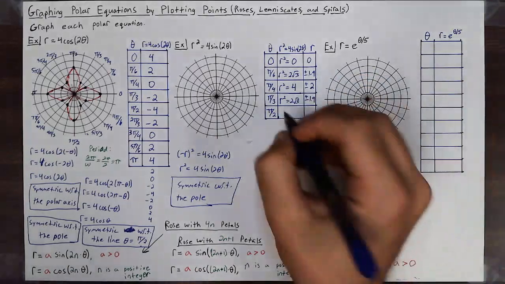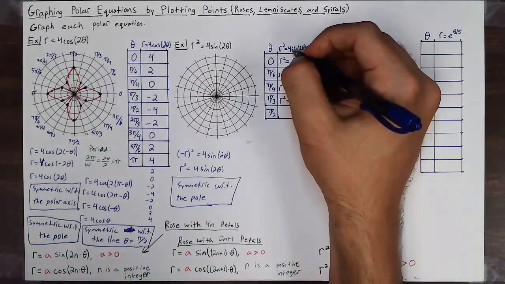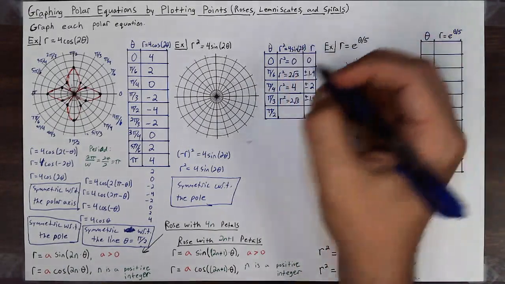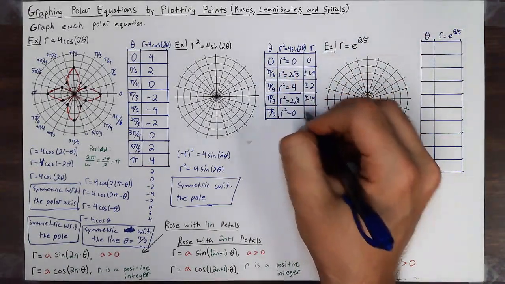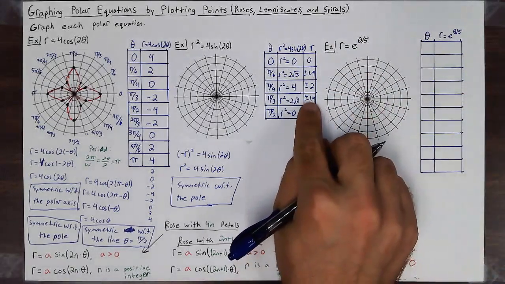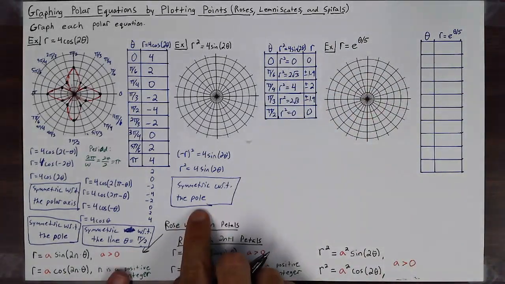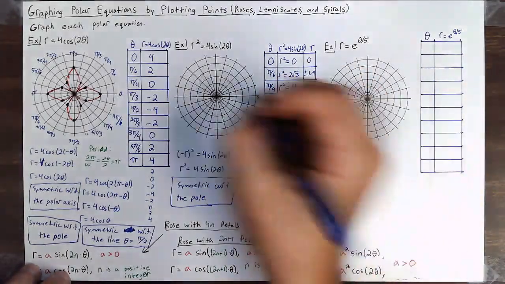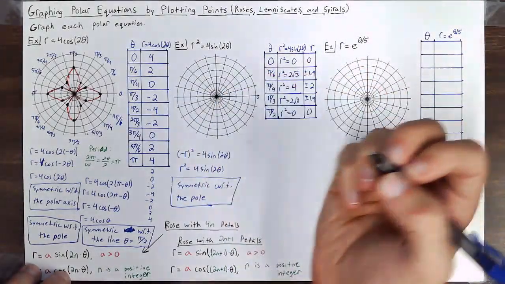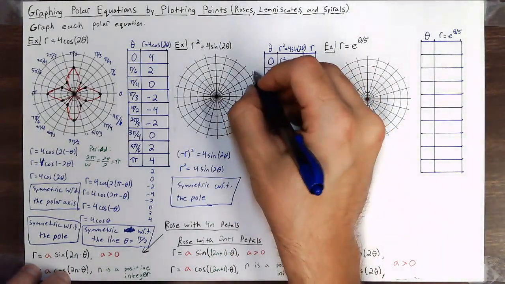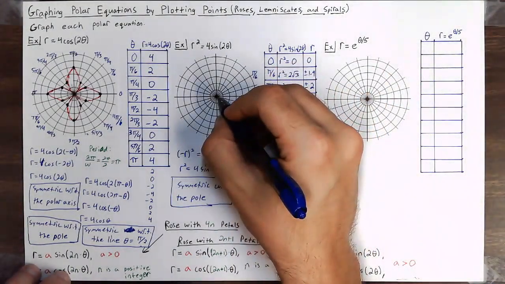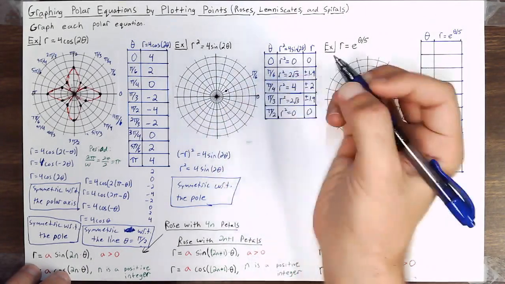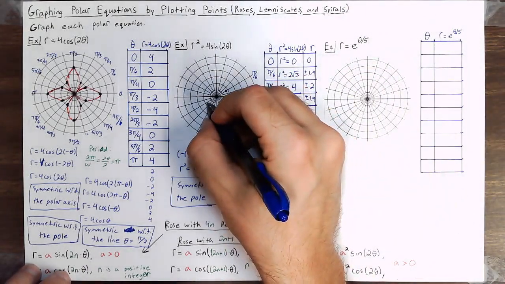And then pi over 2 gives me 2 times pi over 2, which is pi. Sine of pi is 0, so that's just r squared is equal to 0, which is 0. And it's really nice with this plus or minus because it actually takes care of that symmetry with the pole. So when I go to 0, I'll just have a point at 0 radius. At pi over 6, I'll have a point at 1.9, which is just below that radius of 2. And it'll also be directly across as well with the negative radius.